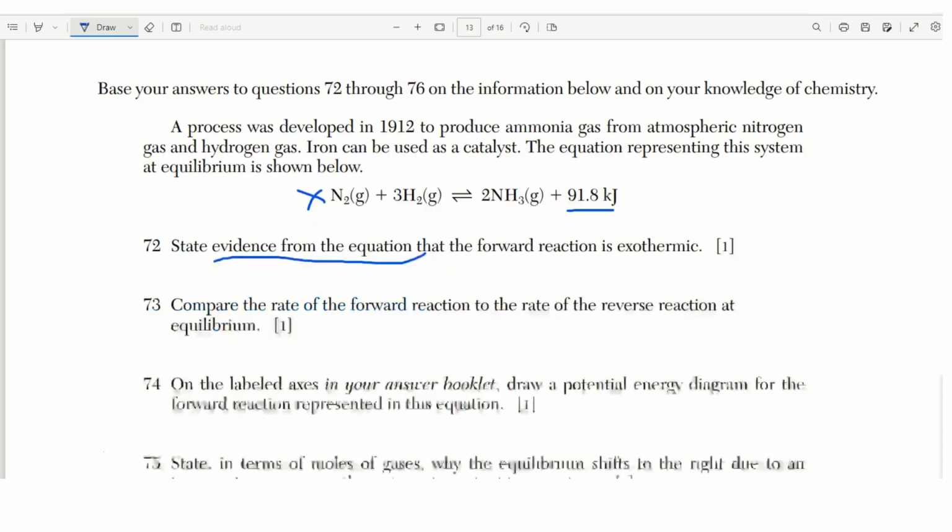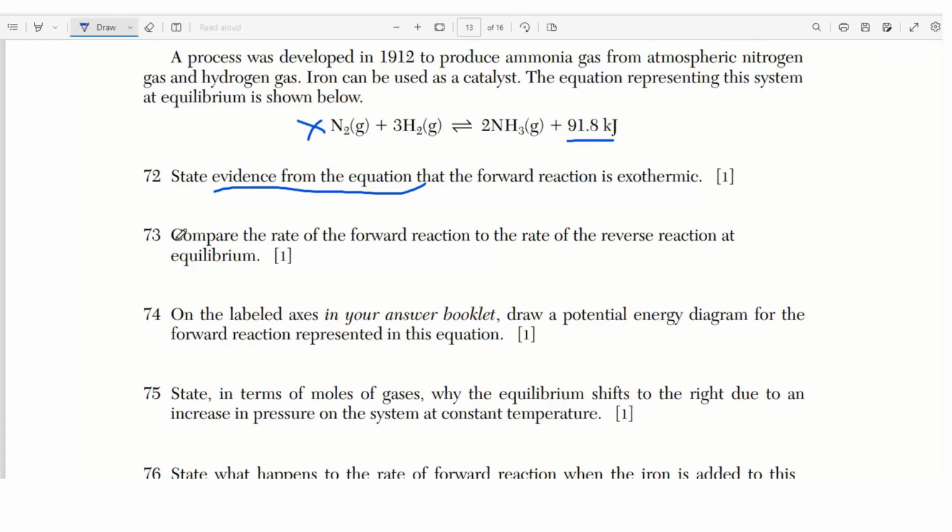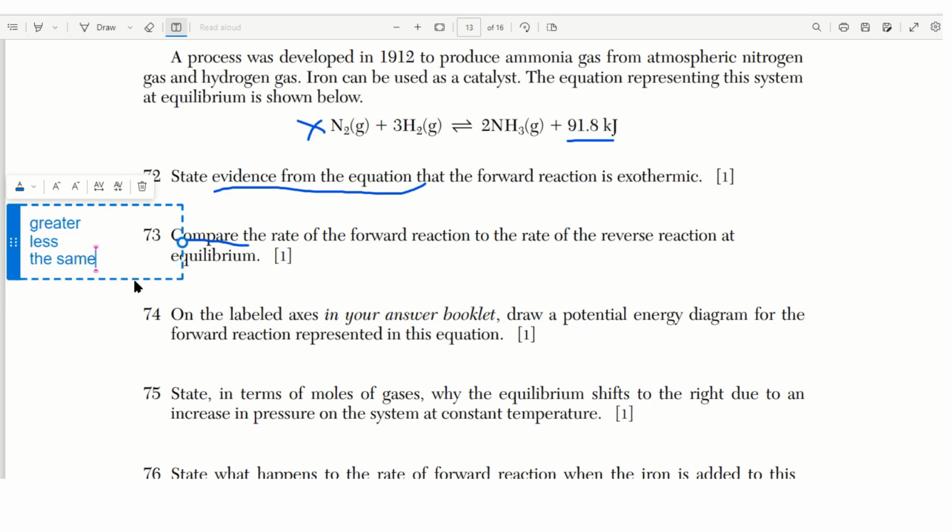Okay. What else? Compare. So again, what are your answers when it says compare? One is going to be greater, one is going to be less, or they're going to be the same. Those are really the only possible answers. As long as I identify which things I'm comparing. I can't just write greater, less, or the same. I have to say, in this case, forward reaction and reverse reaction.